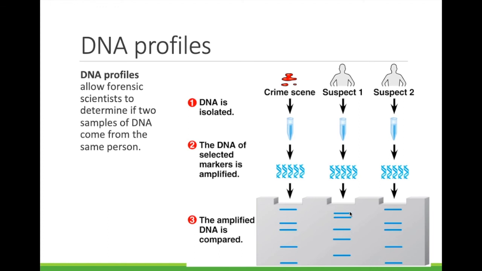So the lines represent genes. Can you tell from the image? Here's the crime scene, and these are the two suspects. Which suspect is guilty based on their DNA profile matching the crime scene?